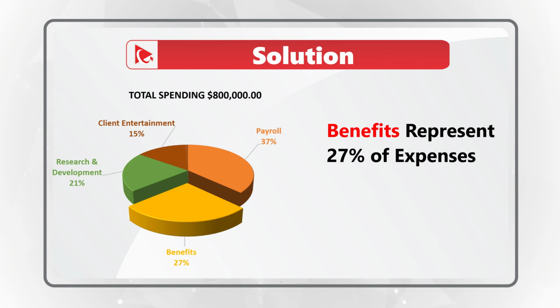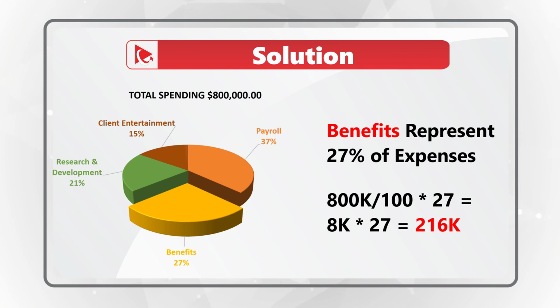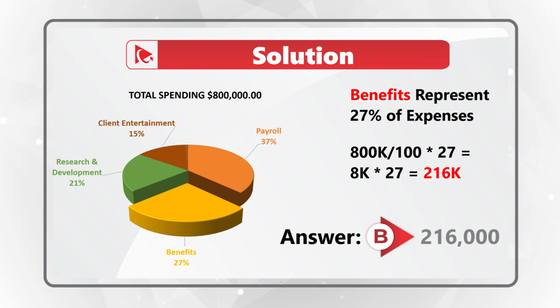To calculate the amount for benefits, we need to divide $800,000, which is total expense, by 100 and multiply by 27, because benefits represent 27%, which would be equal to 8,000 multiplied by 27, which would be equal to $216,000. So the correct choice here is choice B, $216,000.